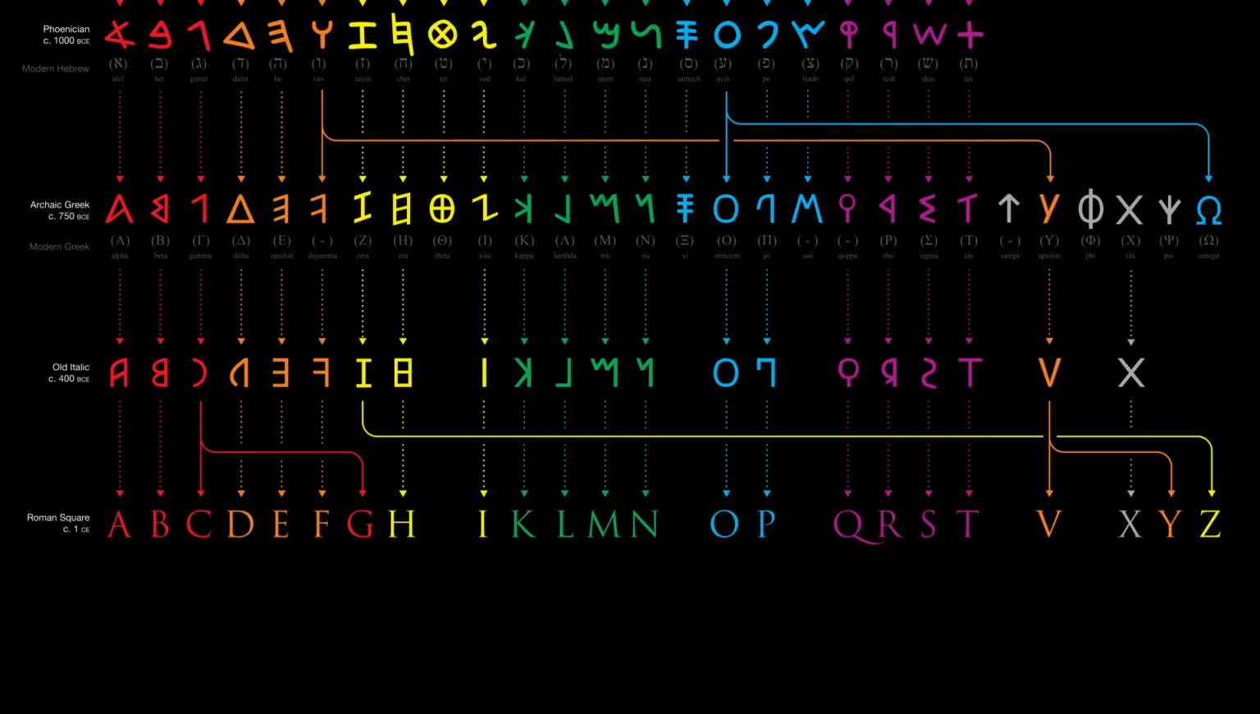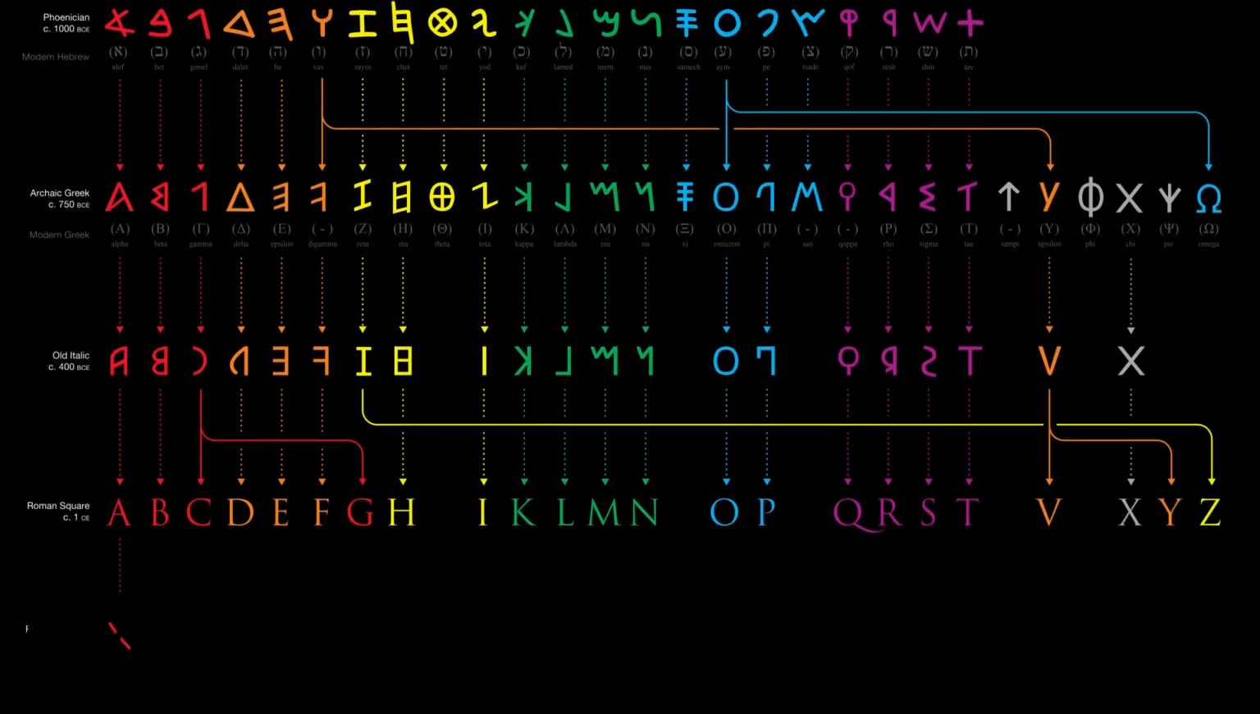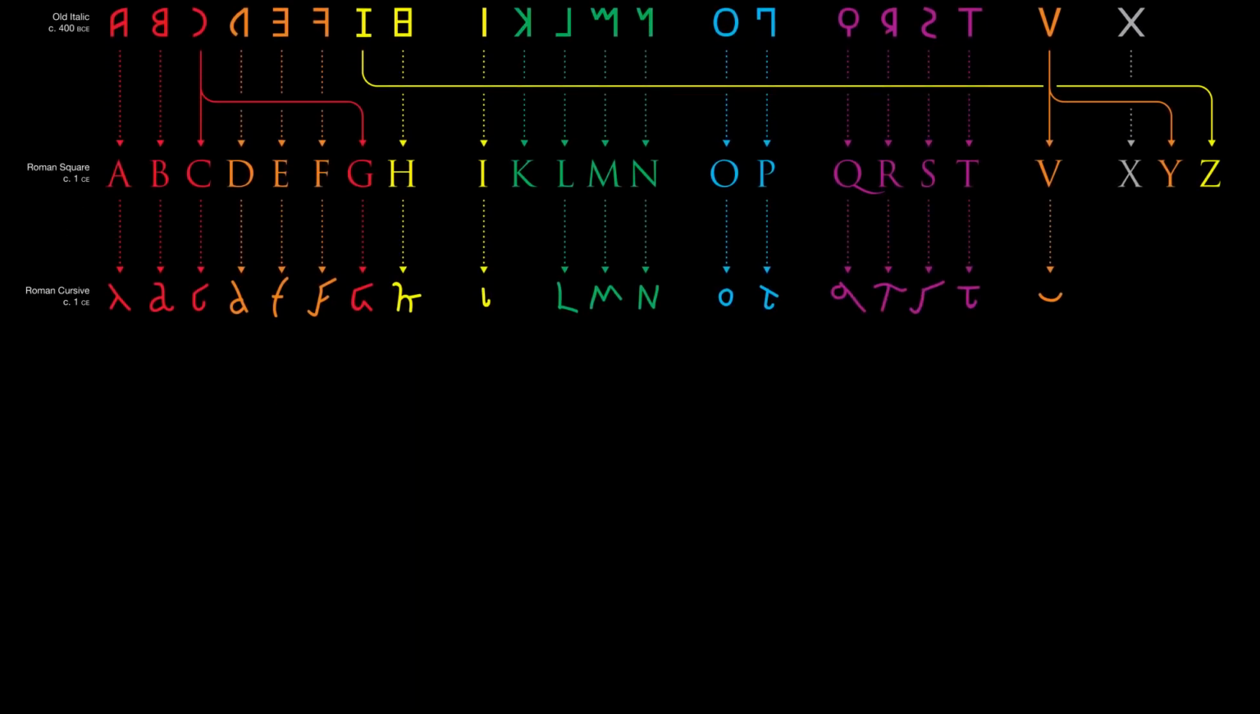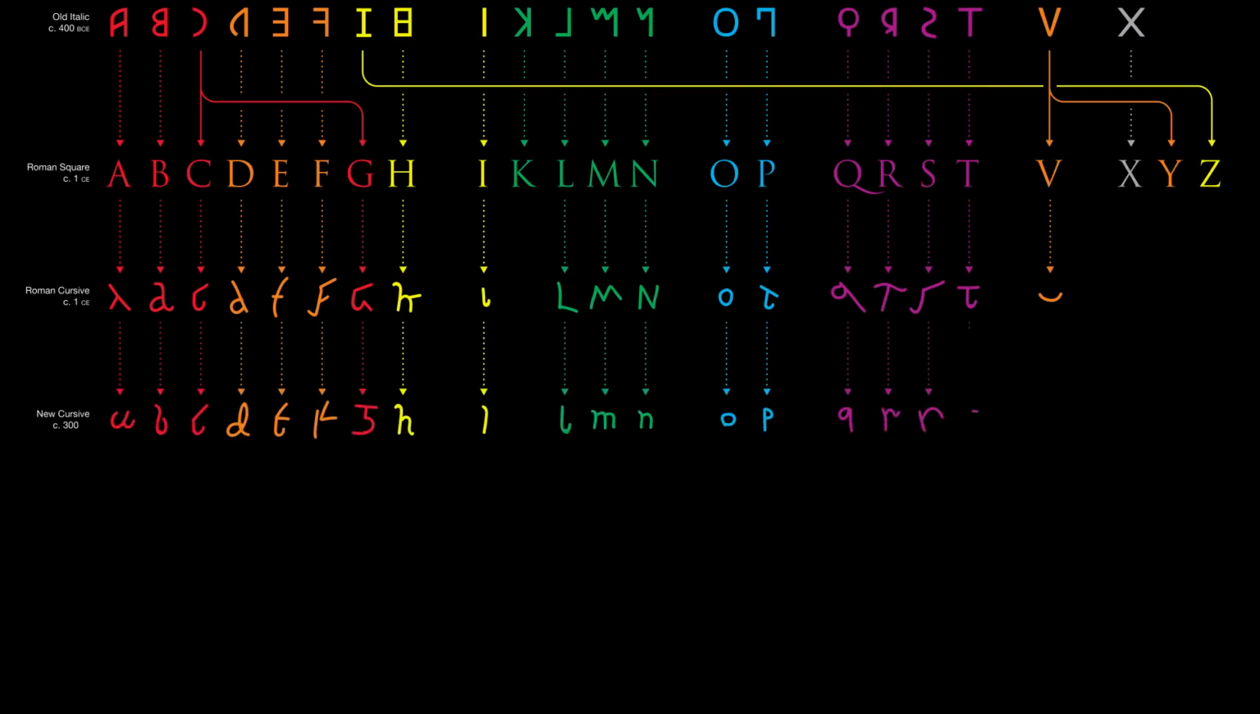Now, at the same time that the familiar Roman square capitals were being carved into stone, everyday writing, among those who were literate, was actually taking place in a slightly different script known as cursive. The word cursive coming from the Latin root for running, or doing something quickly. So originally, Roman cursive looked something like this, sort of a sloppy version of the capitals. But eventually it evolved into what became known as New Cursive.